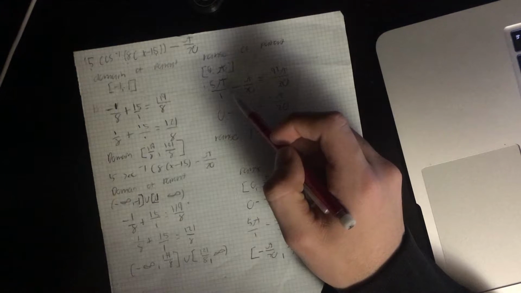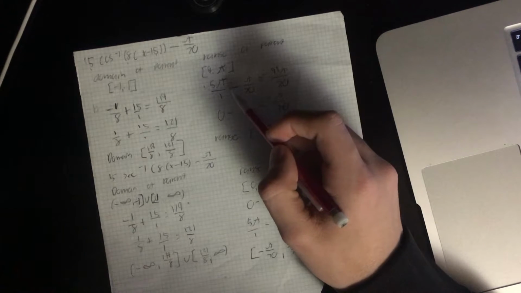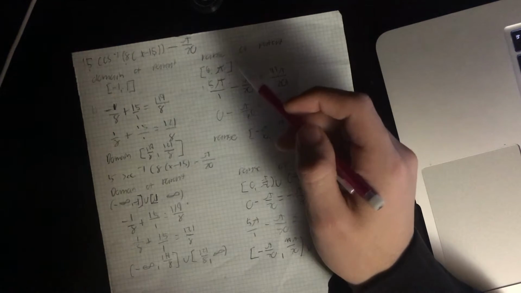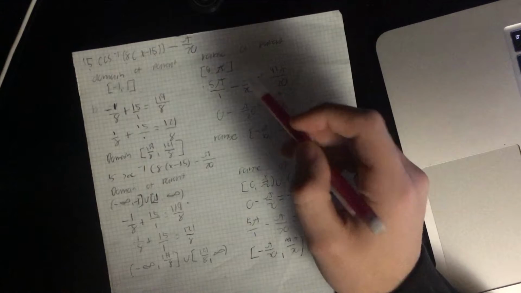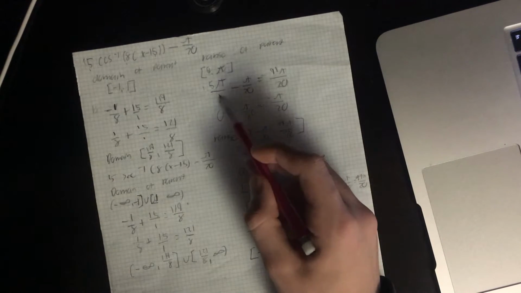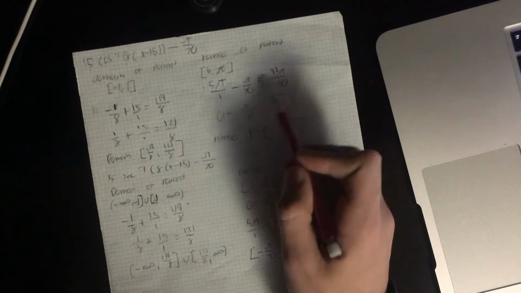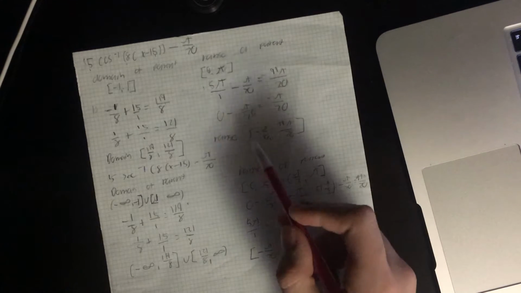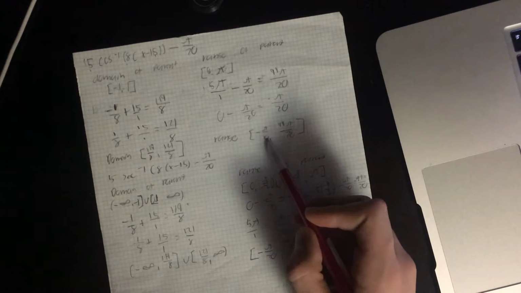So we always do the dilations first and then the shifts, because if we do not do that, we will not get the correct results. So 5 times pi over 1 minus pi over 20 gets 99 pi over 20, and 0 minus pi over 20 equals negative pi over 20. So that range is negative pi over 20 to 99 pi over 20.